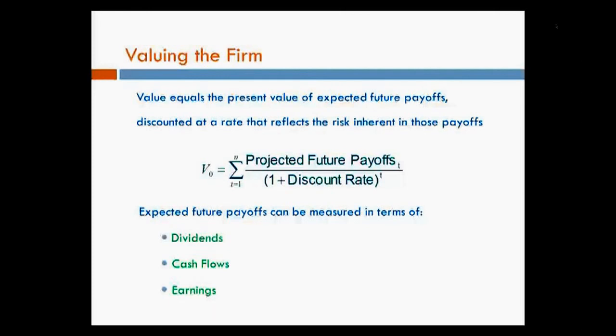Now you can't do it forever. That's unrealistic. And frankly, if you remember your present values, the further out in the future you get, the less that matters. The value is less because of the time risk associated with that. So we'll have ways to avoid having to do this forever, and we've talked about doing it for 5 years. The expected projected future payoffs can come in different forms. Each have advantages and disadvantages. 3 forms that we look at are dividends, cash flows, and earnings.